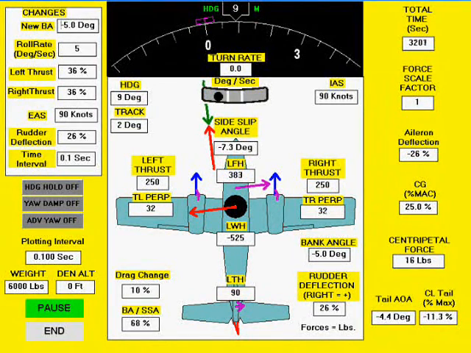We now see that the horizontal component of wing lift cancels all of the forces created by the rudder deflection, making the centripetal force 0 and stopping the turn. We are now looking at a slip.